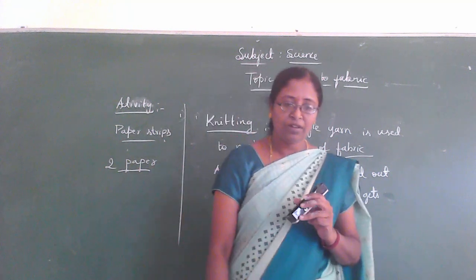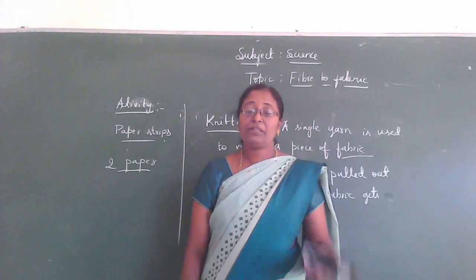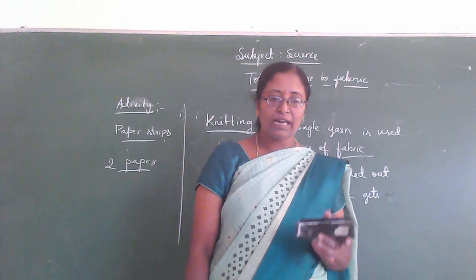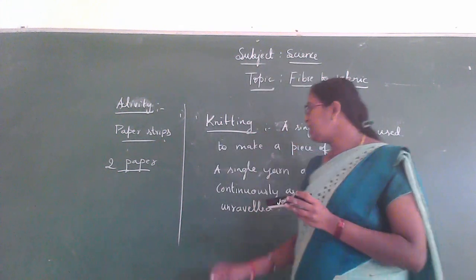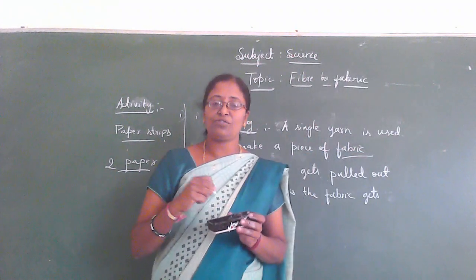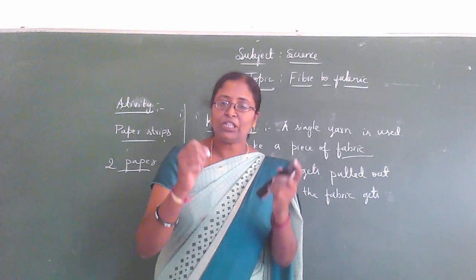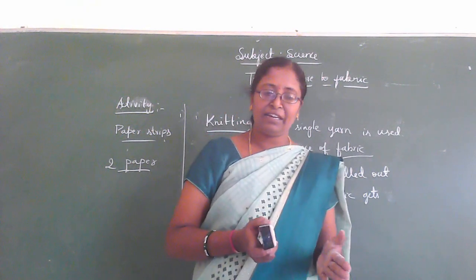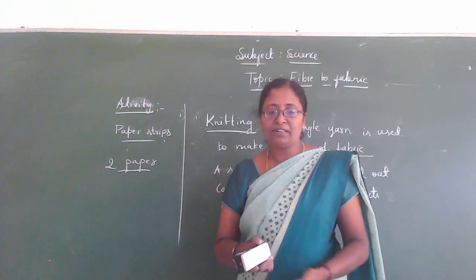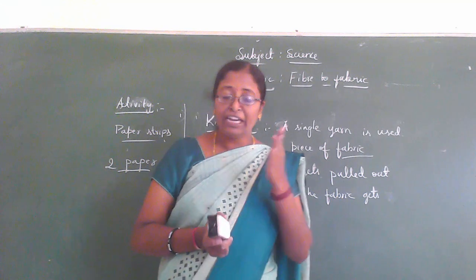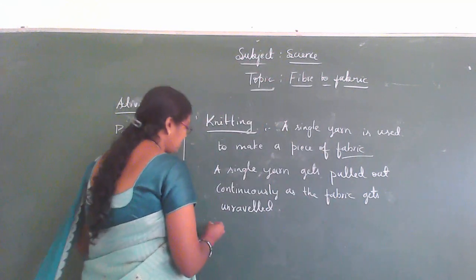So for example, socks and sweaters. Socks and many other clothes items are made by the process called knitting. You are using socks and sweaters, isn't it? By which process are these made? By the process called knitting. So socks and many other clothes items are knitted fabrics.